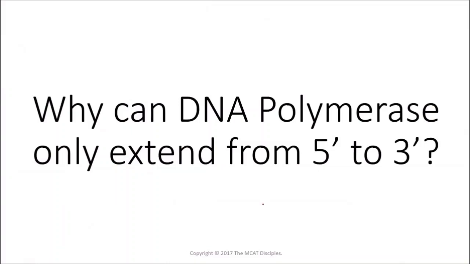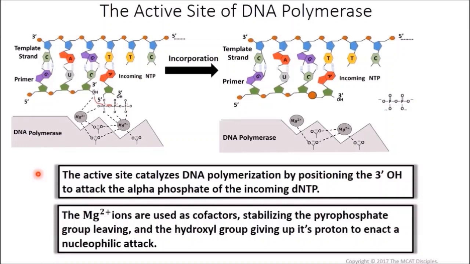The question is, why can DNA polymerase only extend from 5' to 3'? Well, the reason is as follows. The active site of the DNA polymerase has been exactly tailored to recognize and utilize a primer going in the 5' to 3' direction and a template going in the 3' to 5' direction. That is just how the active site recognizes these compounds. It doesn't recognize anything else. It cannot polymerize in any other way.